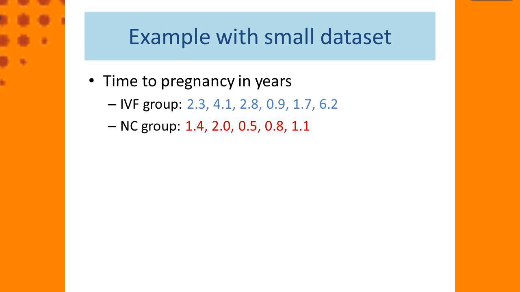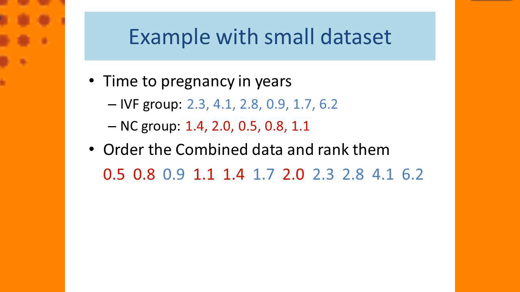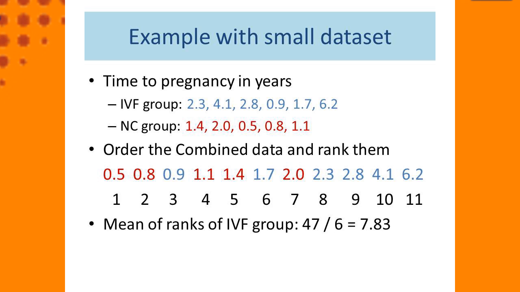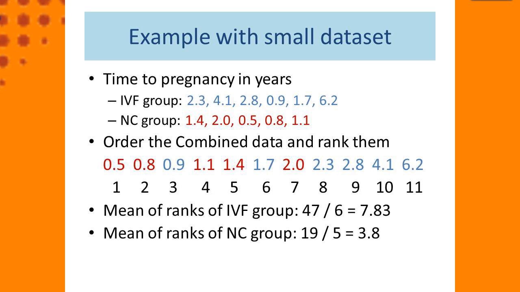Now here's an example with a small data set. The time to pregnancy is given for 6 women in the IVF group and for 5 women in the naturally conceived group. The first step is to order the observations and give them ranks. In this case, the mean rank of the IVF group equals 7.83 and the mean in the naturally conceived group 3.8. Tables exist for the Wilcoxon rank sum test, but SPSS can provide us with a p-value.